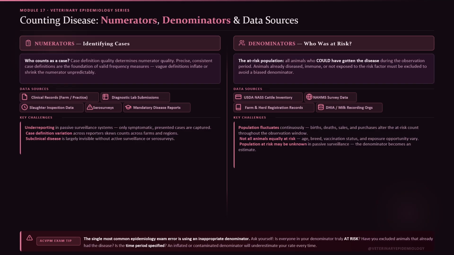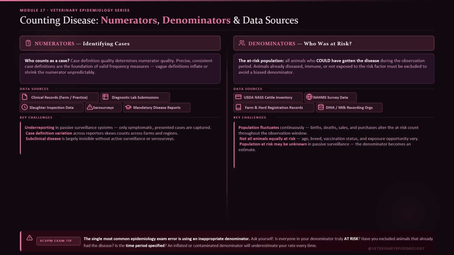Start with the numerator. Who counts as a case? This lives or dies on your case definition. A precise, consistent definition is the foundation of a valid measure. Make it vague, and the numerator swells or shrinks unpredictably from farm to farm, and suddenly your comparisons are meaningless. Case definition quality is numerator quality.